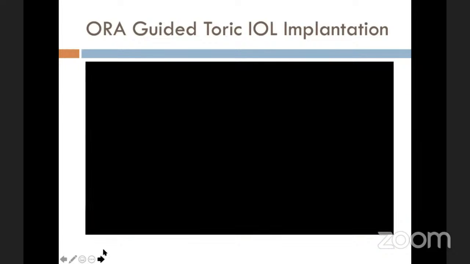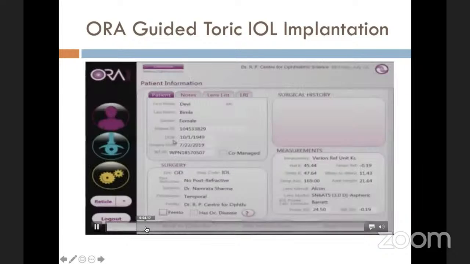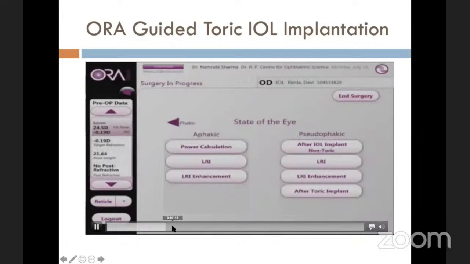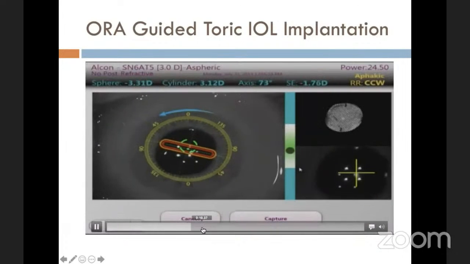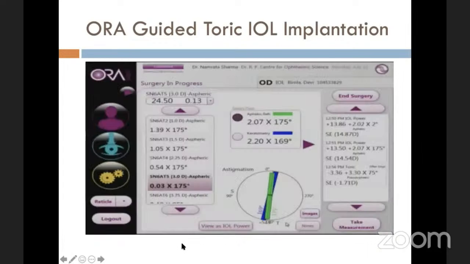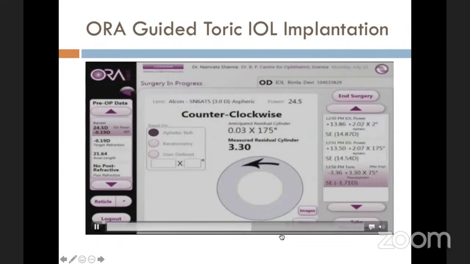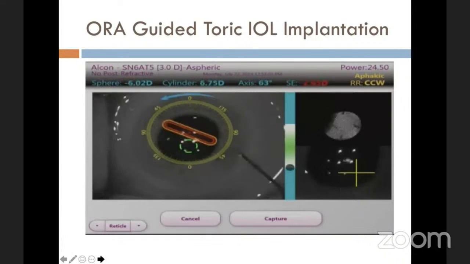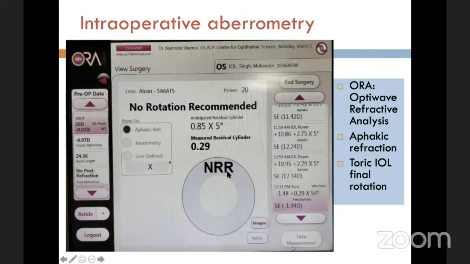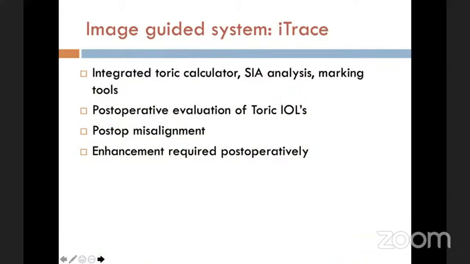So what we do is a combination technique. We use both Aura as well as Verion to do the toric intraocular lens implantation. So a combined technique of Verion and Aura can be used. Again, this is just to highlight that the endpoint is no rotation required. This NRR you are supposed to get, and it basically does aphakic refraction, calculates the IOL power, and even tells you whether the power is accurate or not, and also the alignment axis.